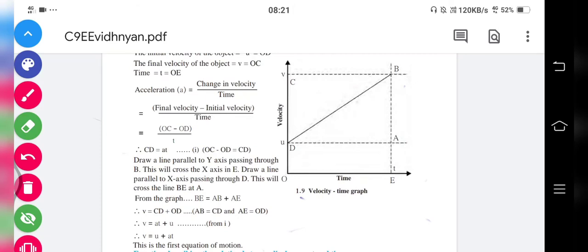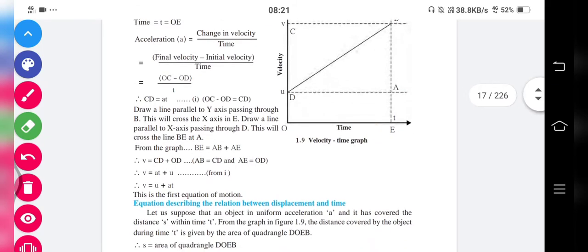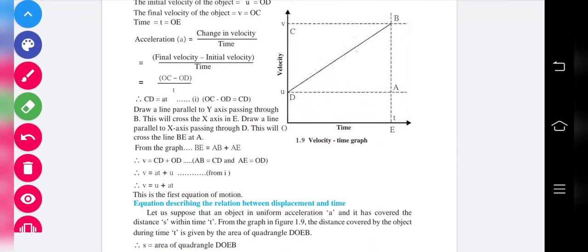What is our formula for the final derivation? v equal to u plus at. You want to do that final equation. So just draw a line parallel to the y-axis passing through B. This one is the y-axis, parallel to this you can draw this line, passing through the point B. Okay, this crosses the x-axis at a point E.